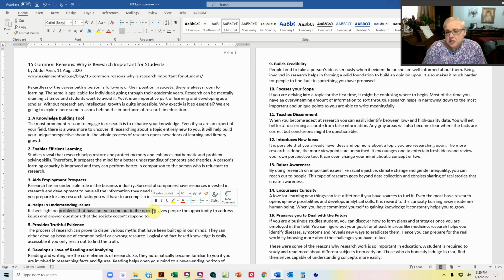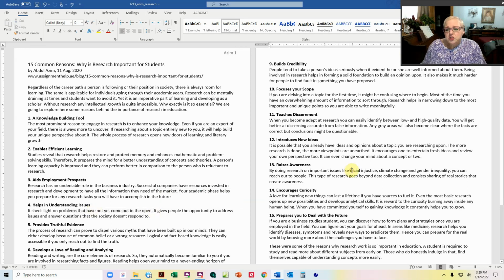Raises awareness. This is kind of like number four about understanding issues. By doing research, we can become aware of problems in society, in other places in the world, or just for people that we weren't aware of. Like I said, we live fairly insular lives, and we know about the things that usually impact us, but we don't necessarily understand or know about problems for other people. And research is how we can find out about that.